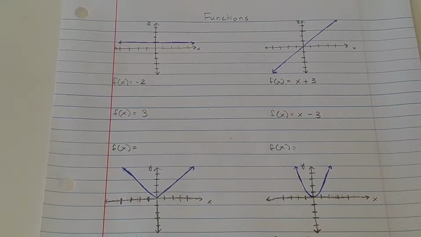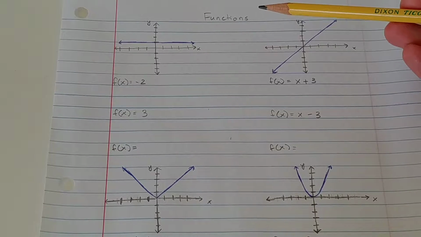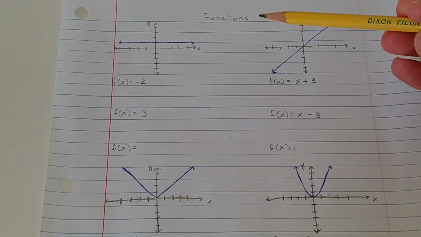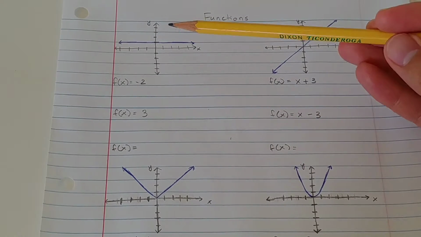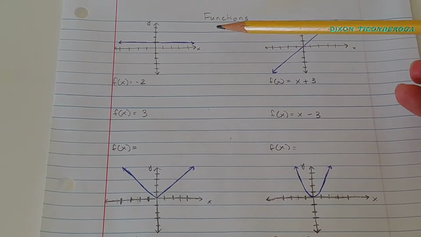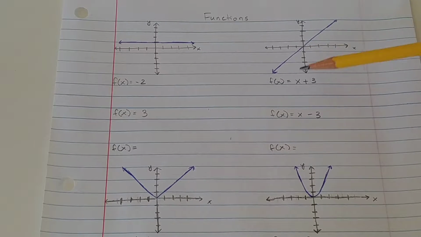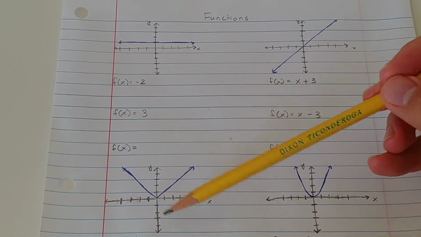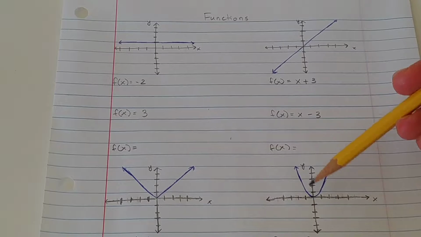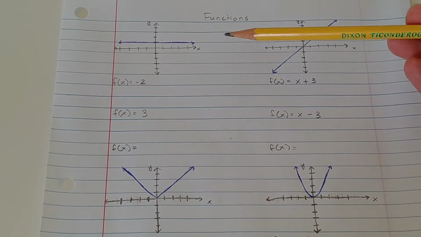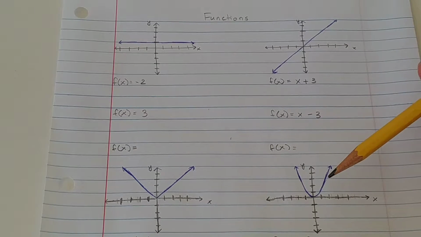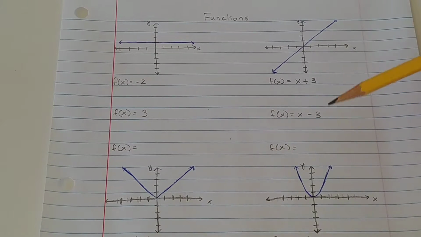All right, hi everybody. So the first thing that we're going to talk about is functions. Notice that there are 4 different types of graph here. We have one that looks like a straight horizontal line, one that looks like a straight diagonal line, one that looks like a V, and one that is this U shape. So these are the 4 main functions that we're going to talk about in the first chapter.